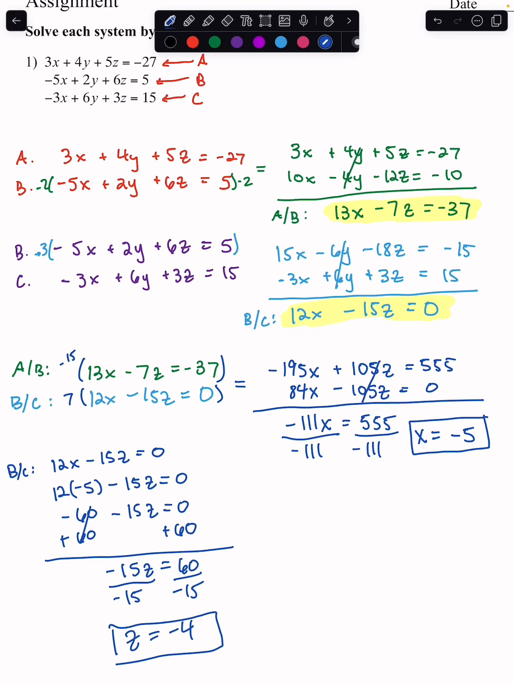And I always recommend plugging it into one of the original equations to make sure it works. For the purposes of this, I'm going to plug it into the B equation. B was negative 5x plus 2y plus 6z equals 5. So I'm going to do negative 5 parenthesis. I'm going to put my negative 5 here. My y, I still don't know, I'll leave it like that. Plus the 6z. Oh, I know what my z is. It's negative 4.